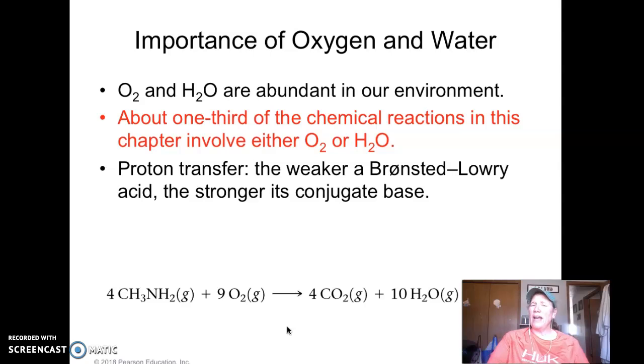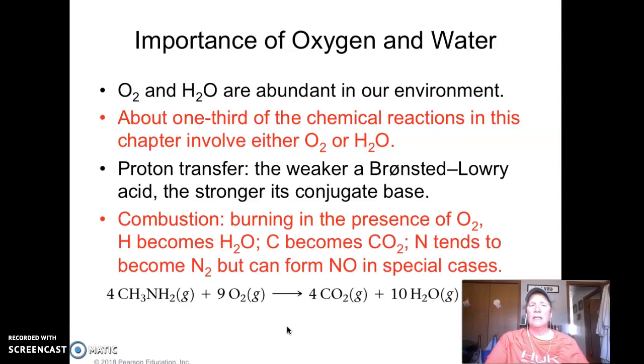When we talk about our acids and bases, we have protons being transferred. So we have a weaker Brønsted-Lowry acid and a stronger base. And again, remember, it transfers one hydrogen over, and that's how you can tell it's the conjugate base. We have combustion, where we take some sort of carbon fuel and burn it in oxygen. If there's no oxygen, it doesn't burn, and we end up with carbon dioxide and water.